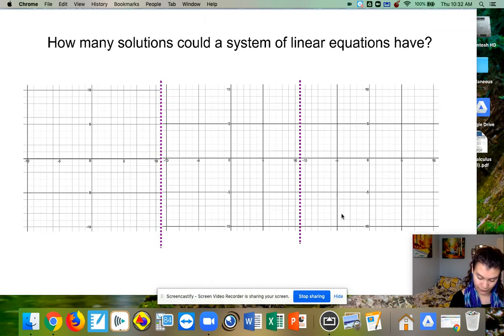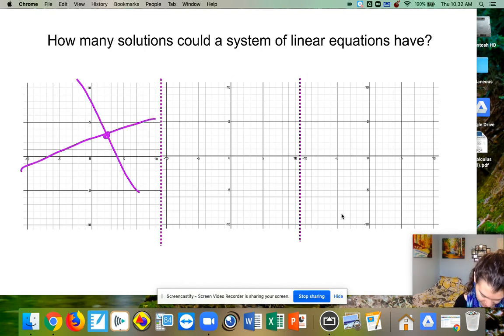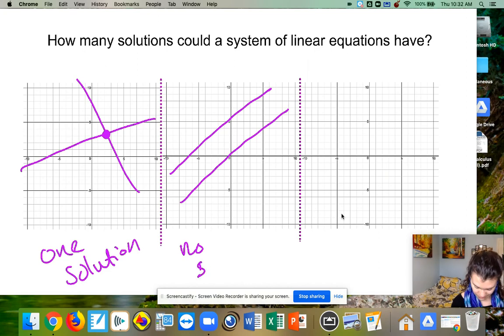So equations don't always intersect. We have a couple different options here. We have what we did here, where they intersect, and this is our solution. We have one solution right here. But you could have parallel lines. We talked about that last chapter. You could have something like this, and they never cross. So there are no solutions.